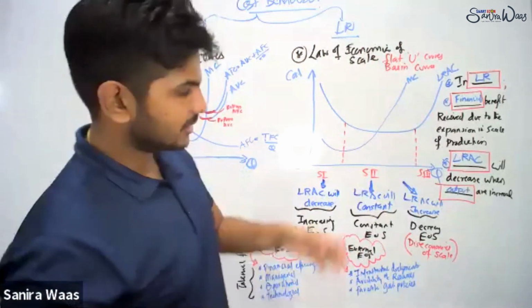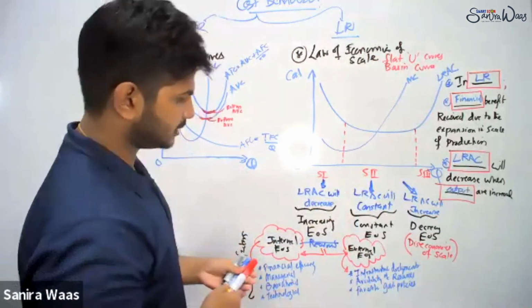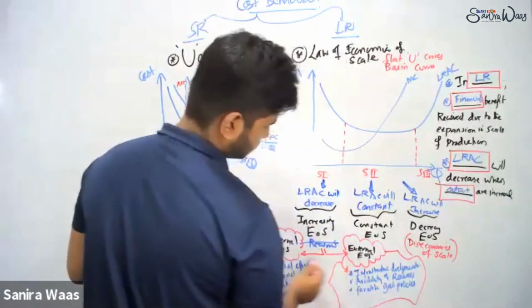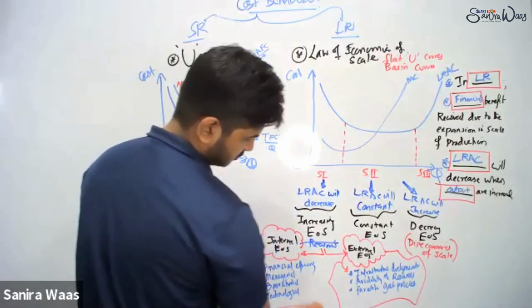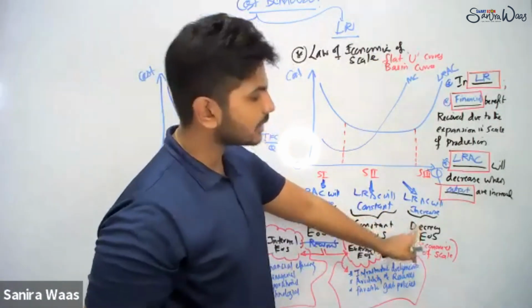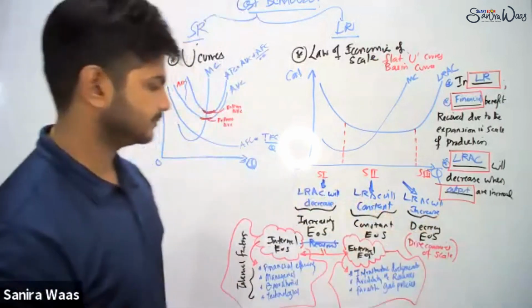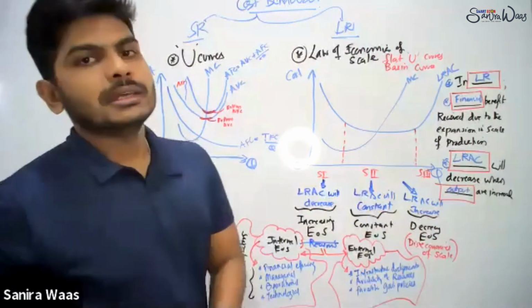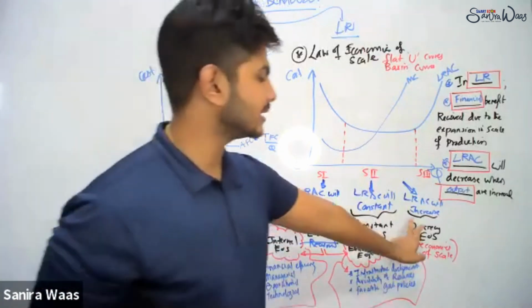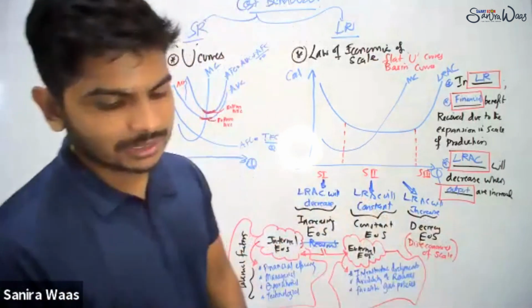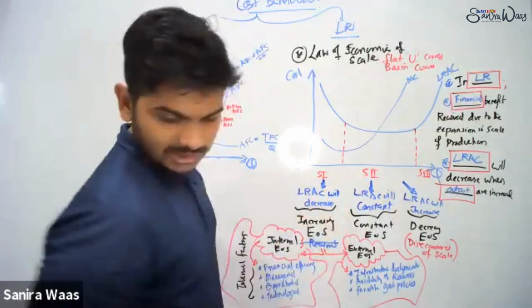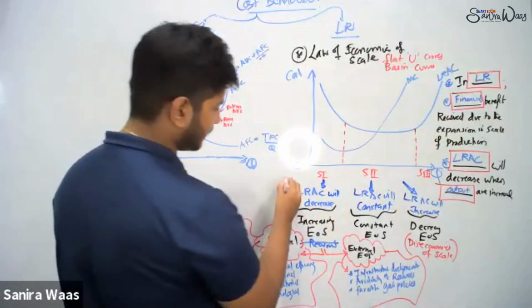Now, what happens if the examiner asks about reasons for decreasing economies of scale? Next paper question: find out the reasons for decreasing economies of scale. These reasons are specifically only for increasing economies of scale.